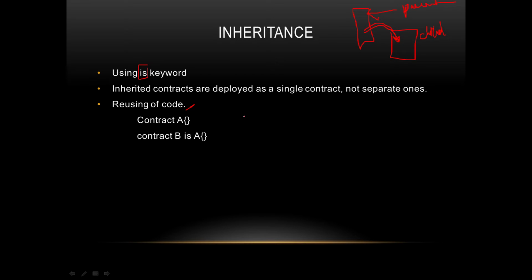So how does this work? What is the syntax? Just think that there is a contract A, with some code in its curly braces. Then there is a contract B. Using the is keyword, contract B is A. You are inheriting all the properties which are public and external in B. So you don't have to write the code again. You can directly call any function of A through B.